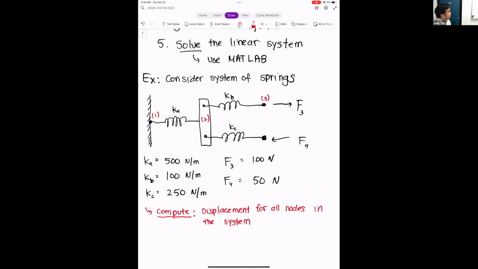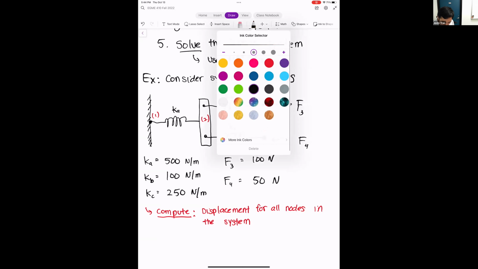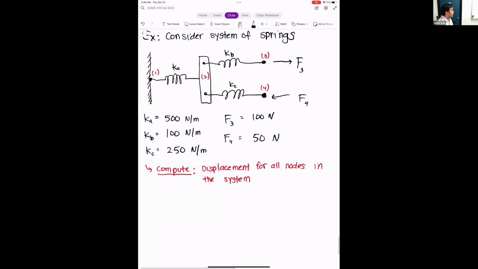The top free node, the one on the right that's being acted on by F3, that's node 3. And then the bottom free node, the one being acted on by F4, we'll call node 4. Okay, so everything's labeled. We have our three elements, which are our three springs, Ka, Kb, Kc. And we have the four nodes in our system: node 1, node 2, node 3, and node 4.